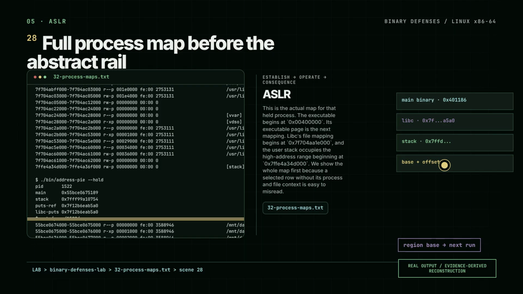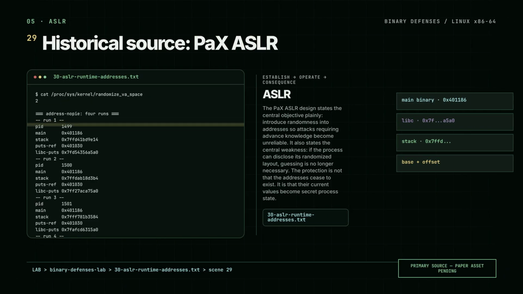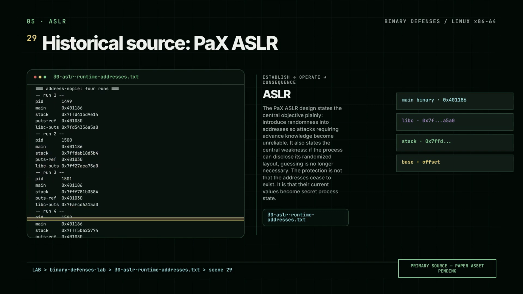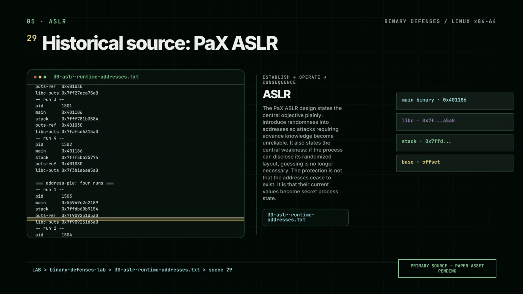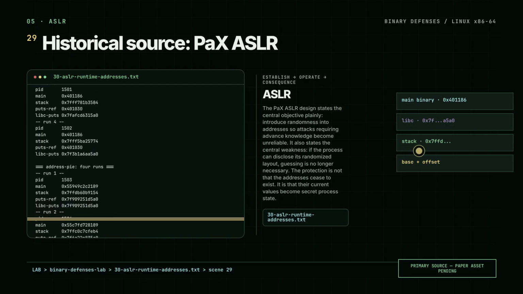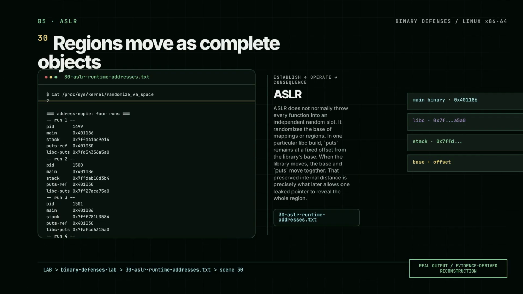range. We show the whole map first because a selected row without its process and file context is easy to misread. The facts. ASLR design states the central objective plainly: introduce randomness into addresses so attacks requiring known addresses fail. It also states the central weakness. If the process can disclose its randomized layout, guessing is no longer necessary. The protection is not that the addresses cease to exist, it is that their current values become secret process state.